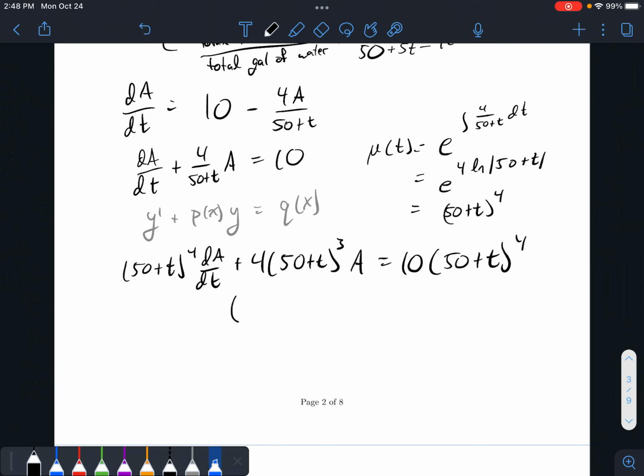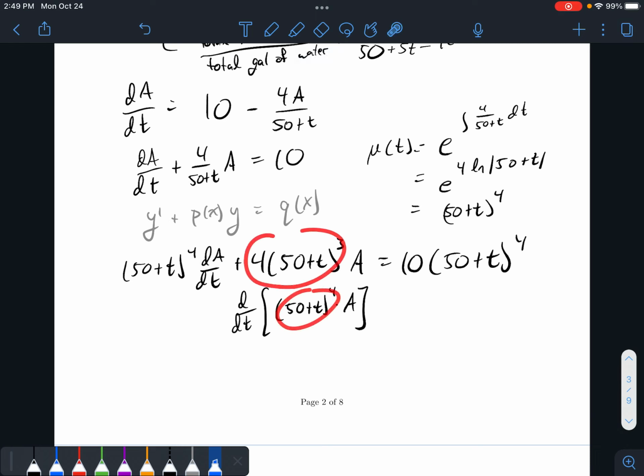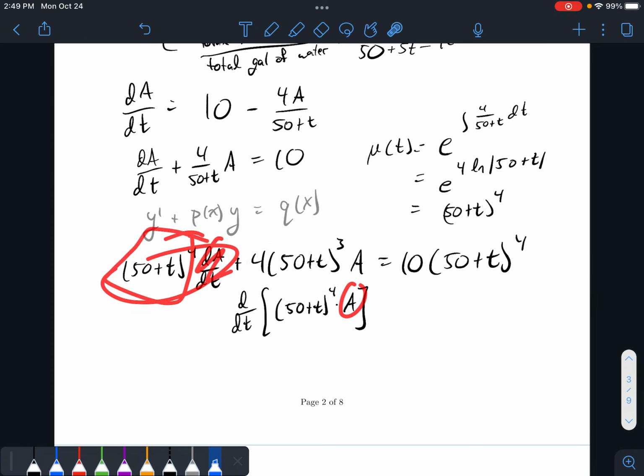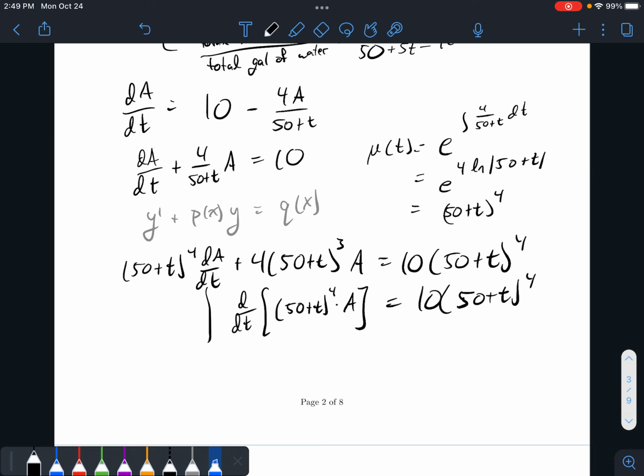This left-hand side now becomes, we reverse the product rule. This is d/dt of 50 plus t to the 4th times A, and then you usually would want to check that if I do product rule, derivative of this is this, and then derivative of this is this. Sorry, not the dA/dt. Oh wait, sorry. Derivative of A is dA/dt. Okay, so good. So this does reverse the product rule, and then we get this on the right-hand side.